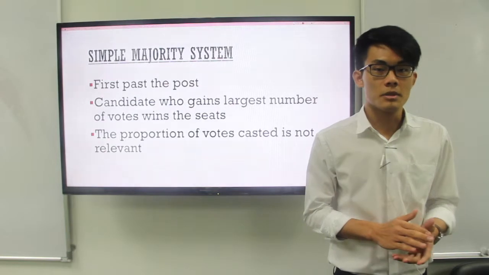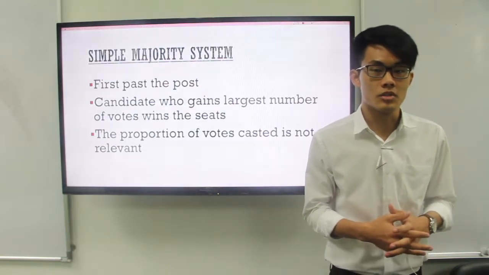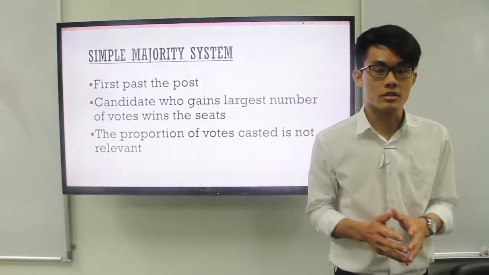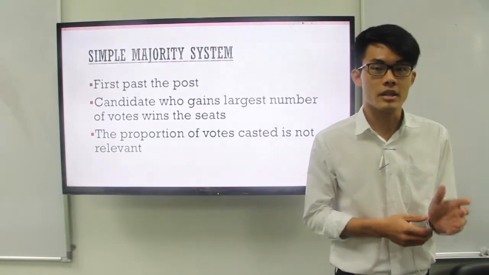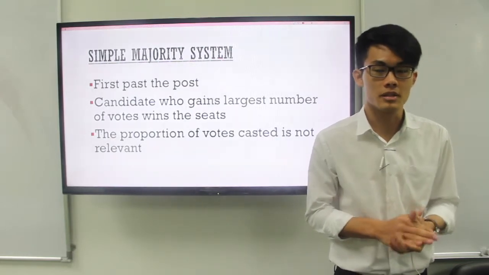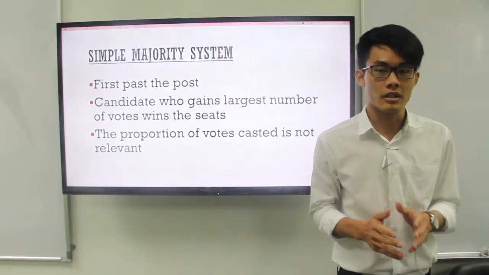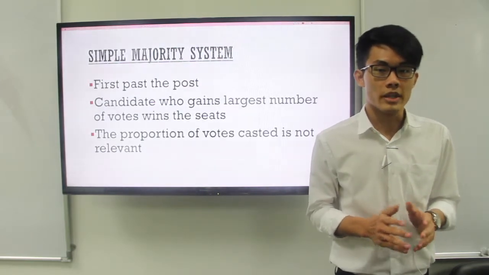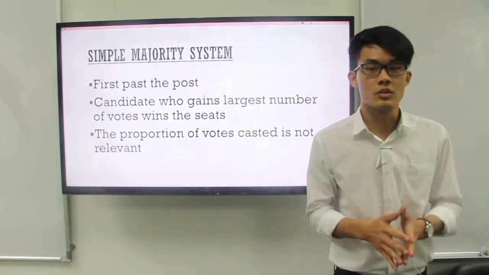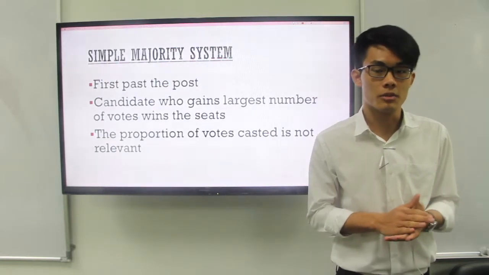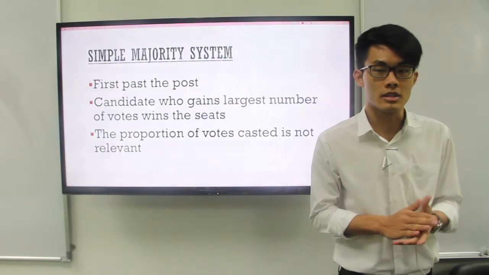The origin of the simple majority voting system lies in tradition. This system is not based on any matter of law, but rather it is a past political practice. The chief merit of this system lies within its simplicity. It works like this. The candidate who gains the largest number of votes in the election wins the seat, regardless of the proportion of votes cast by the constituencies.